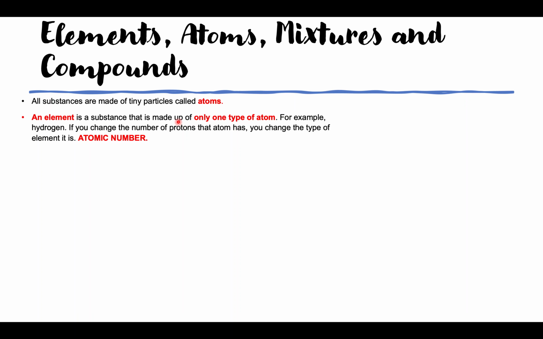So, if you change the number of protons that an atom has, then you change the type of element that it is. So for example, if you had 2 protons instead of 1, then you have the element helium and not hydrogen. So the number of protons in the nucleus is the defining property of an element, and it is referred to as the atomic number.